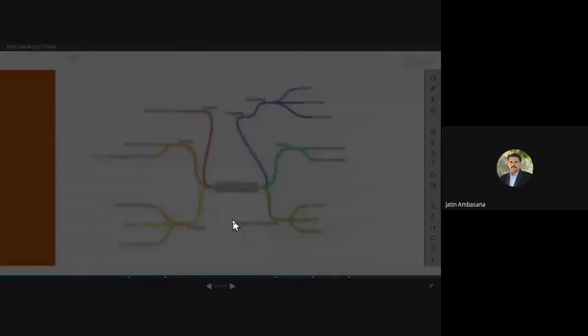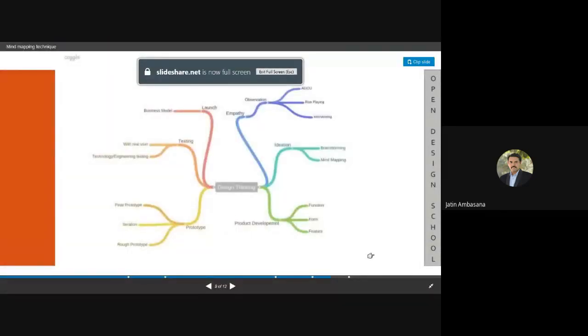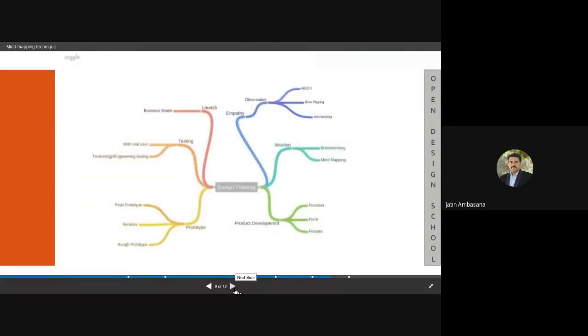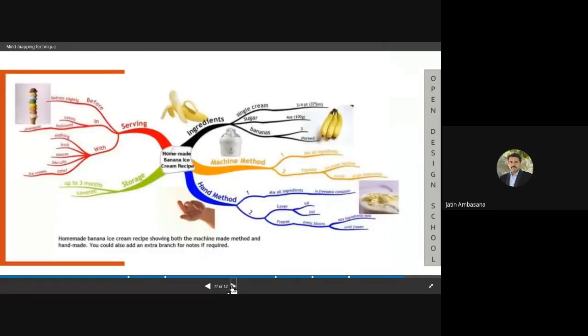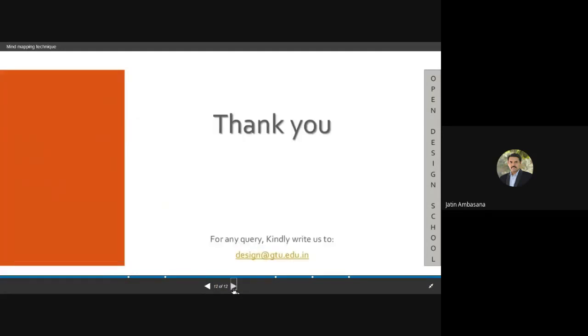Okay, so this is how you use design thinking in this subject itself, the design engineering. These are some of the examples of how to create innovative ideas, how to create a better earth, then a homemade banana ice cream recipe, you see. So you can see how it has been used in different ways.